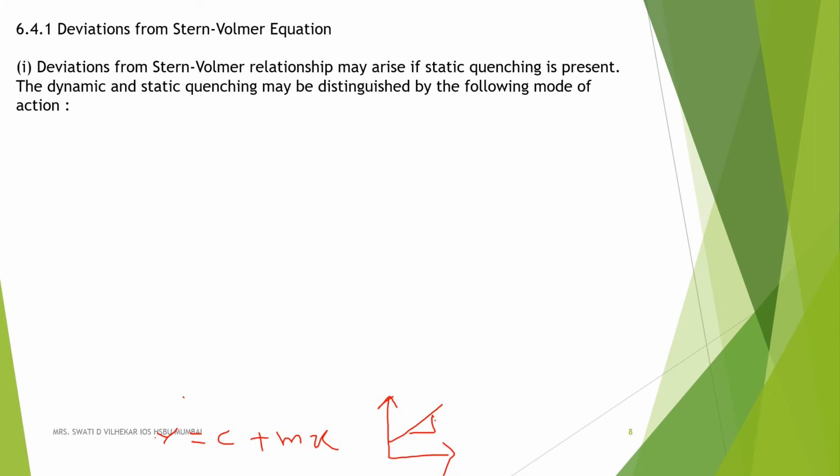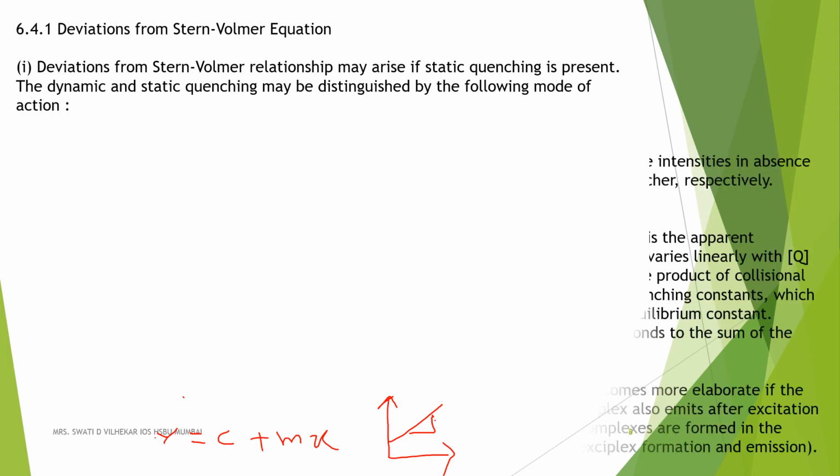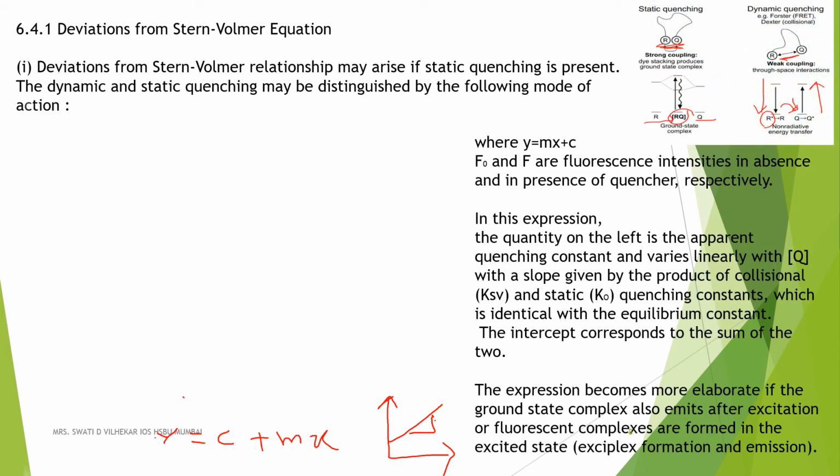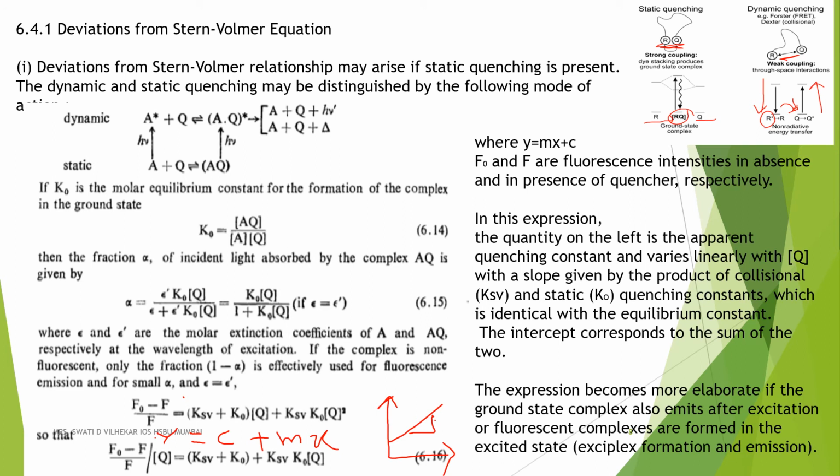Deviation from the Stern-Volmer relationship may arise if static quenching is present, and dynamic and static quenching can be distinguished by the following modes of action. Firstly, in the case of static quenching, molecule A will combine with Q and form a complex AQ. So this is the static quenching, where the complex is formed in the ground state.